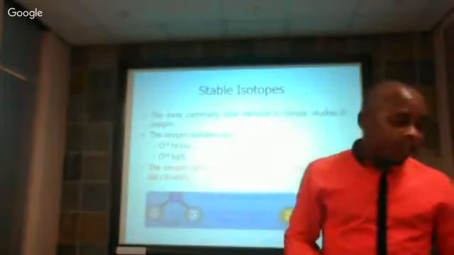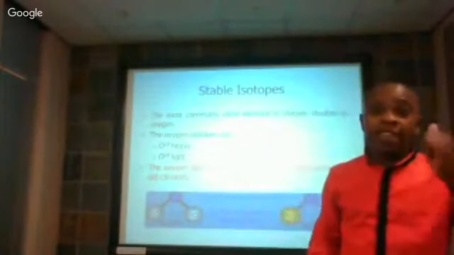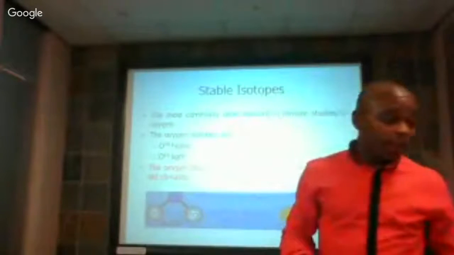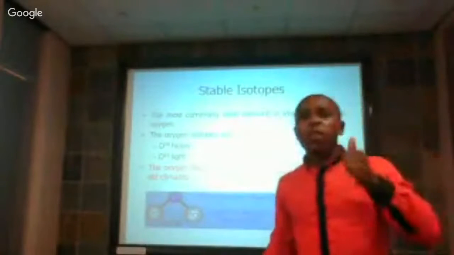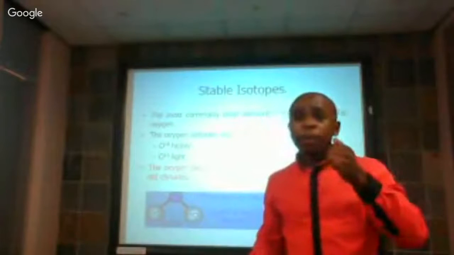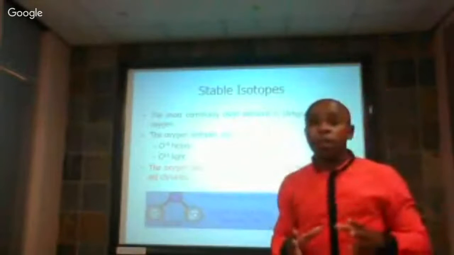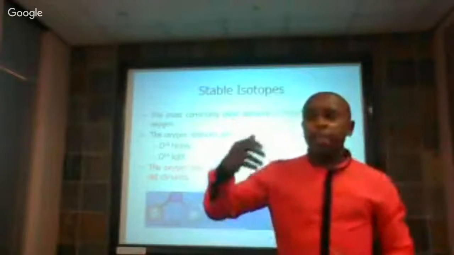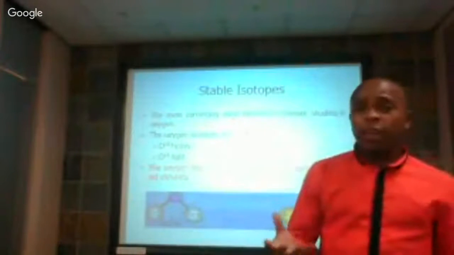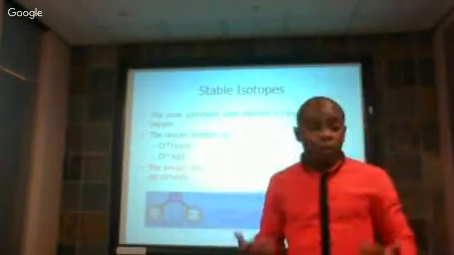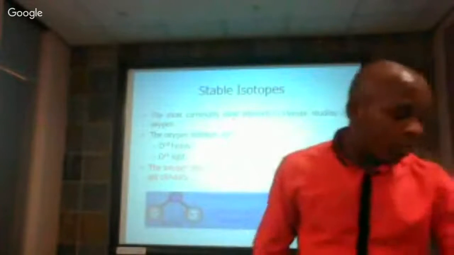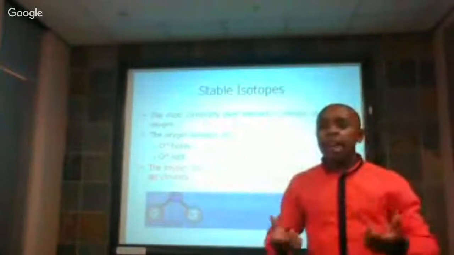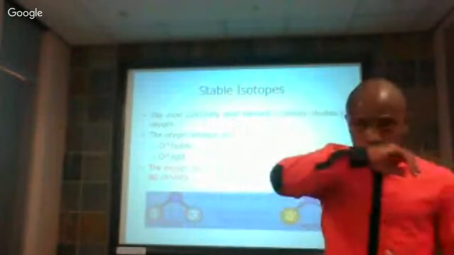Secondly, we have oxygen-16, which is the lighter one than oxygen-18, and this one is found in warmer temperatures, and it's the common one. It is easier to evaporate than oxygen-18. Then the oxygen ratios are used as a thermometer for the climate.